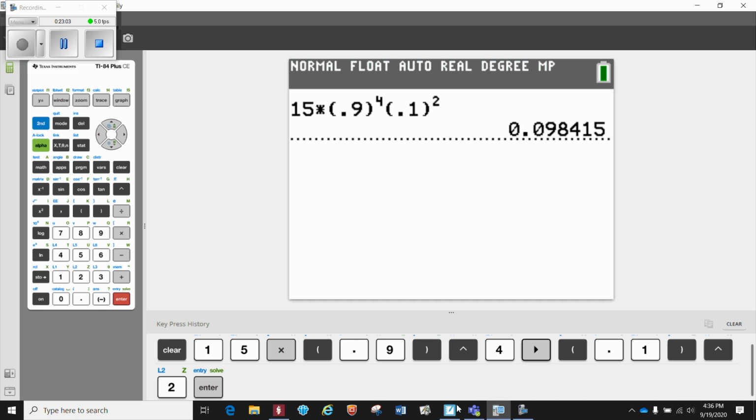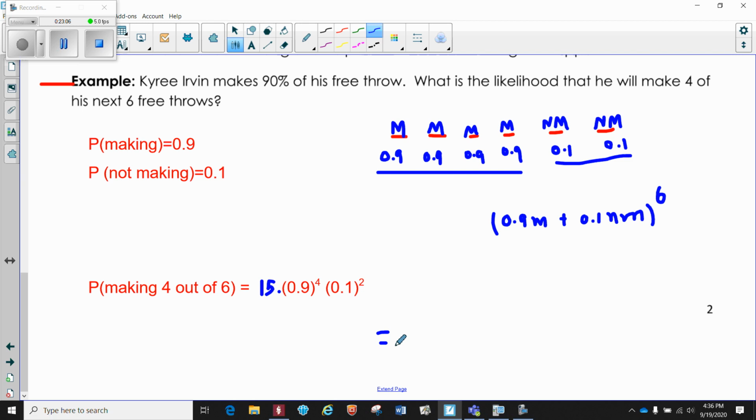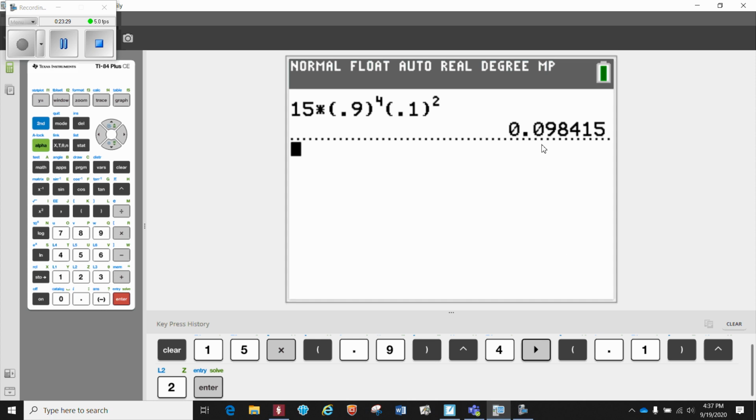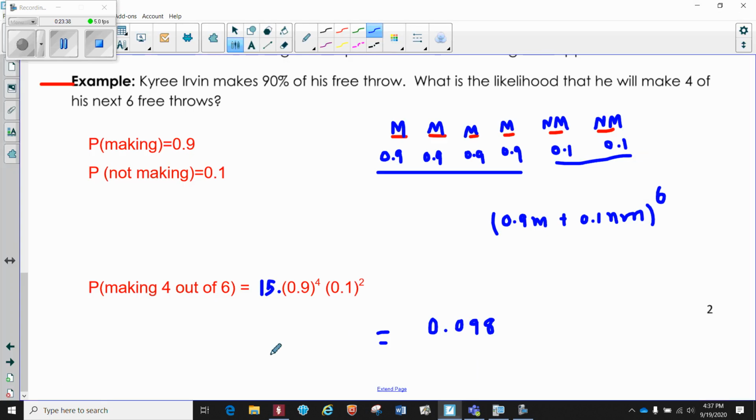0.098. Or if you want to convert that into a percent, you just multiply that by 100, so that's 9.8%. Let me make sure that's right: yep, 15 times 0.9 to the fourth power, and then 0.1 squared. Yep. So this is 9.8%.